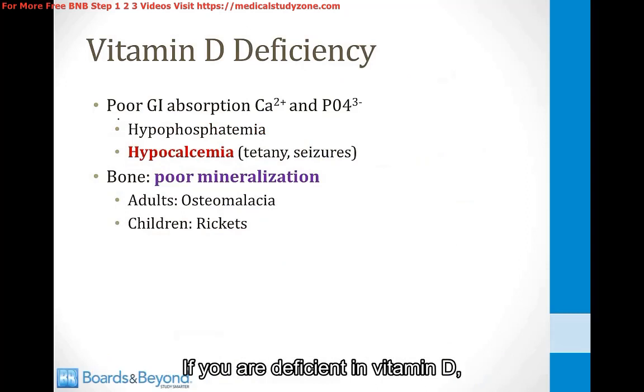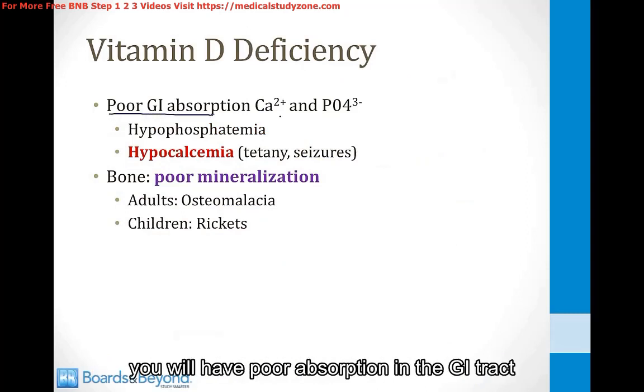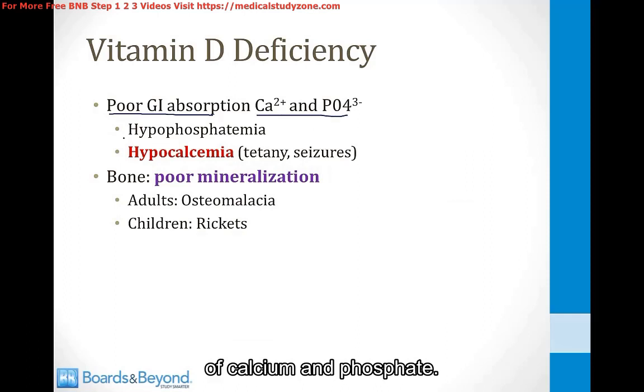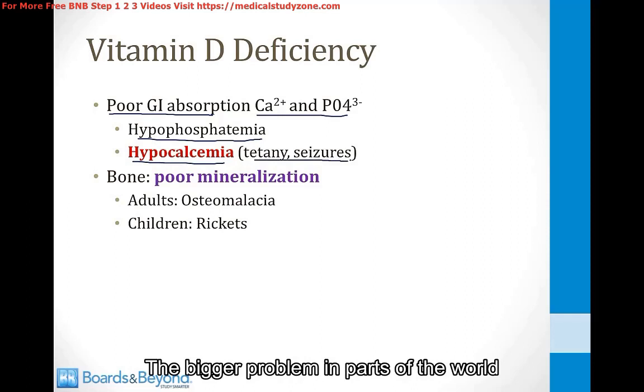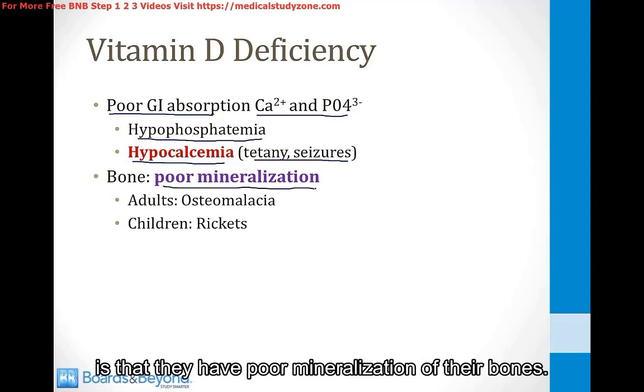If you are deficient in vitamin D, you will have poor absorption in the GI tract of calcium and phosphate. This can lead to low phosphate levels and also to low calcium levels, and sometimes in vitamin D deficiency, the symptoms of hypocalcemia can develop, including tetany and seizures. The bigger problem in parts of the world where people are malnourished and chronically deficient in vitamin D is that they have poor mineralization of their bones.